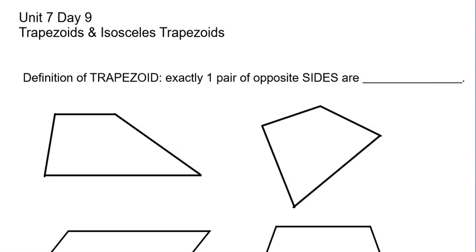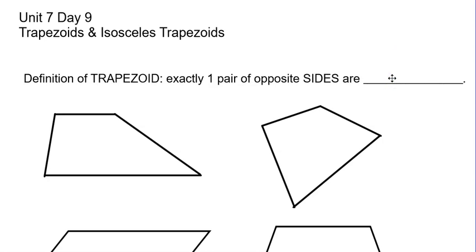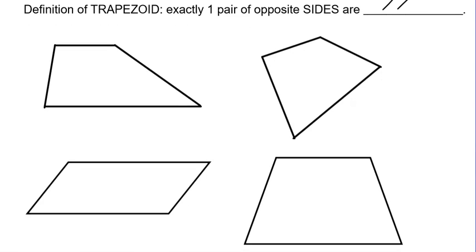All right, day 9, trapezoids and isosceles trapezoids. The definition of a trapezoid is exactly one pair of opposite sides are parallel. So we're just going to mark these pictures. I'm just going to tell you that this side and this side are parallel. The other two are not. So we have a trapezoid.